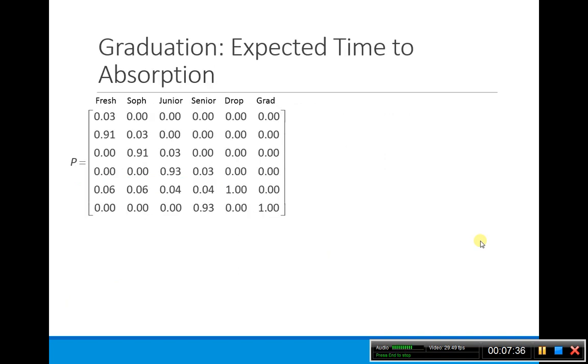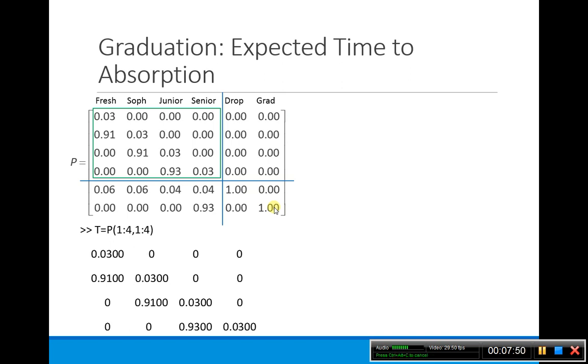Okay, so now if we think about the expected time to absorption for our graduation example, again what we can do is split this up. Here are our absorbing states down here, dropout and graduation, and then we can pick off our T. This is just the MATLAB code. If you have your probability transition matrix, you pick off the T by saying which rows and which columns you want. Here I want rows 1 through 4 and columns 1 through 4.